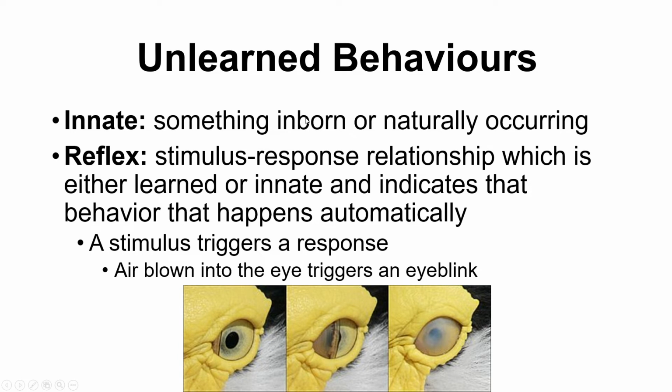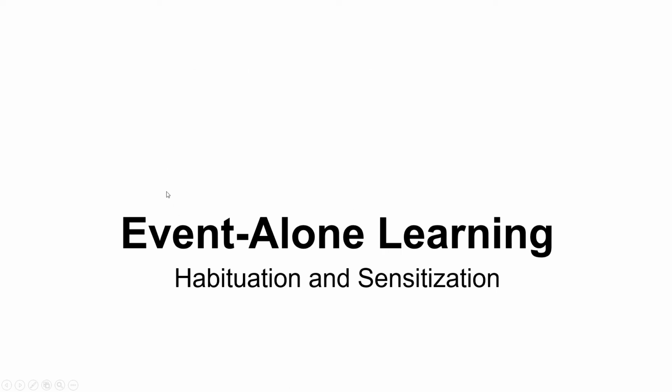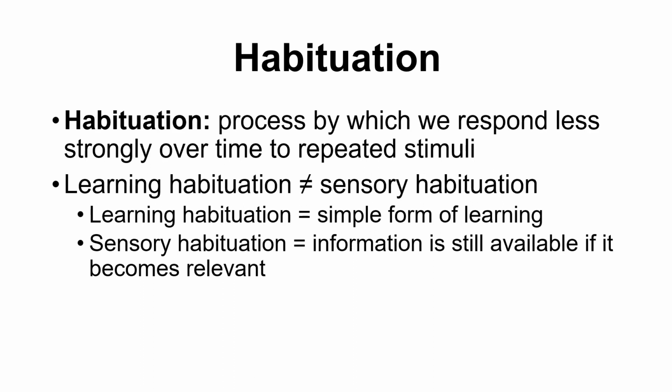But I just wanted to take this brief little detour to chat about unlearned behavior before we hop into the first of our learning categories, and this is event-alone learning. And so we're going to talk about both habituation and sensitization. So let's start off with habituation, and this is going to be something that sounds just a little bit familiar because we've mentioned sensory habituation back when we were in our chapter on sensation and perception. But here, habituation is going to be in response to behavior. So we're going to call them sort of learning habituation and sensory habituation to tell them apart.